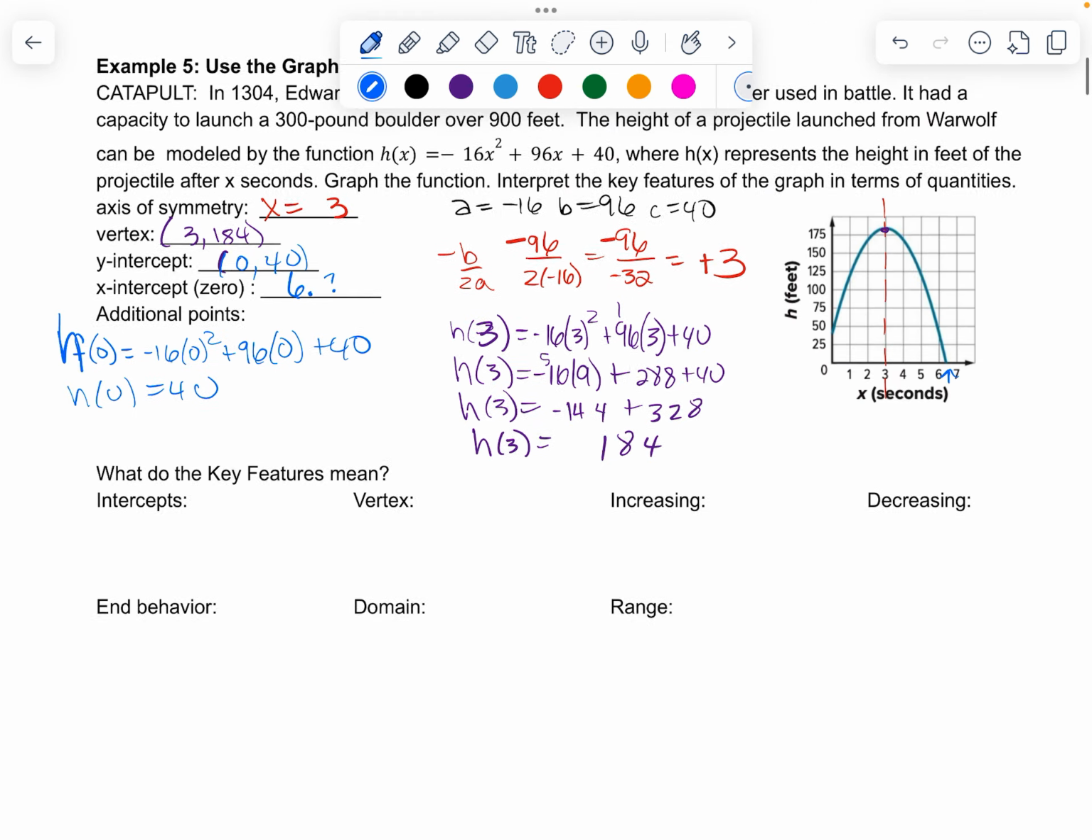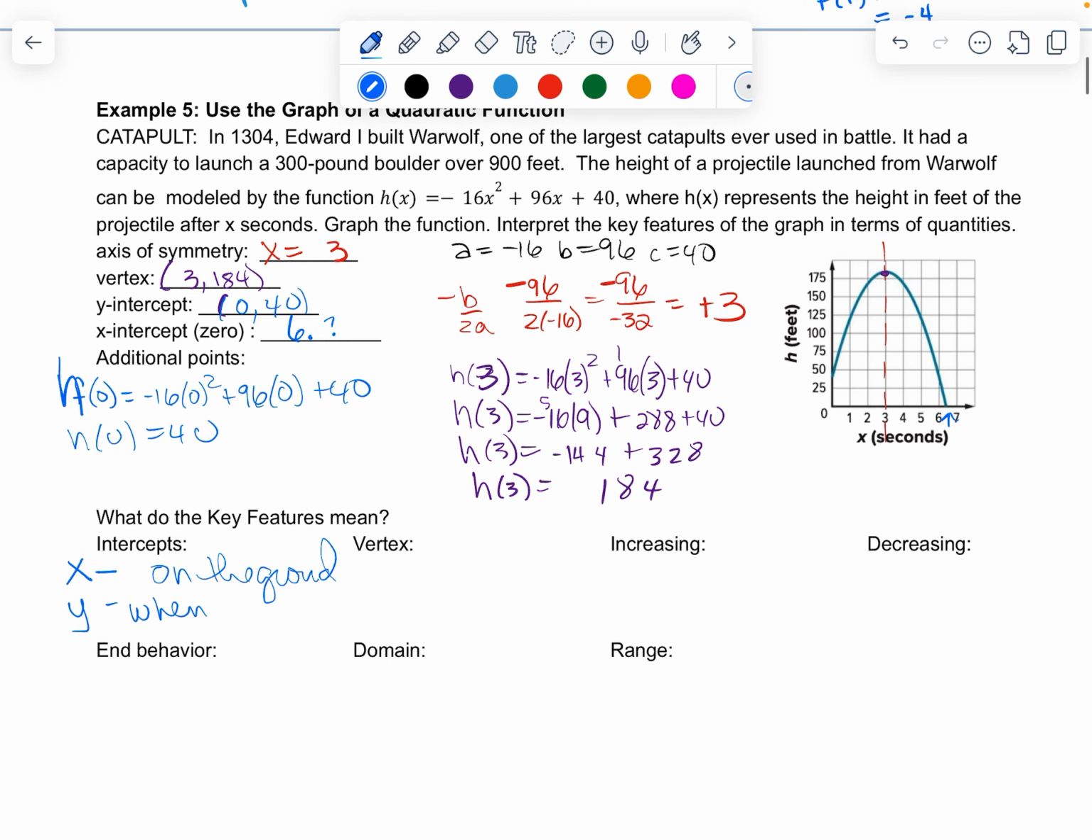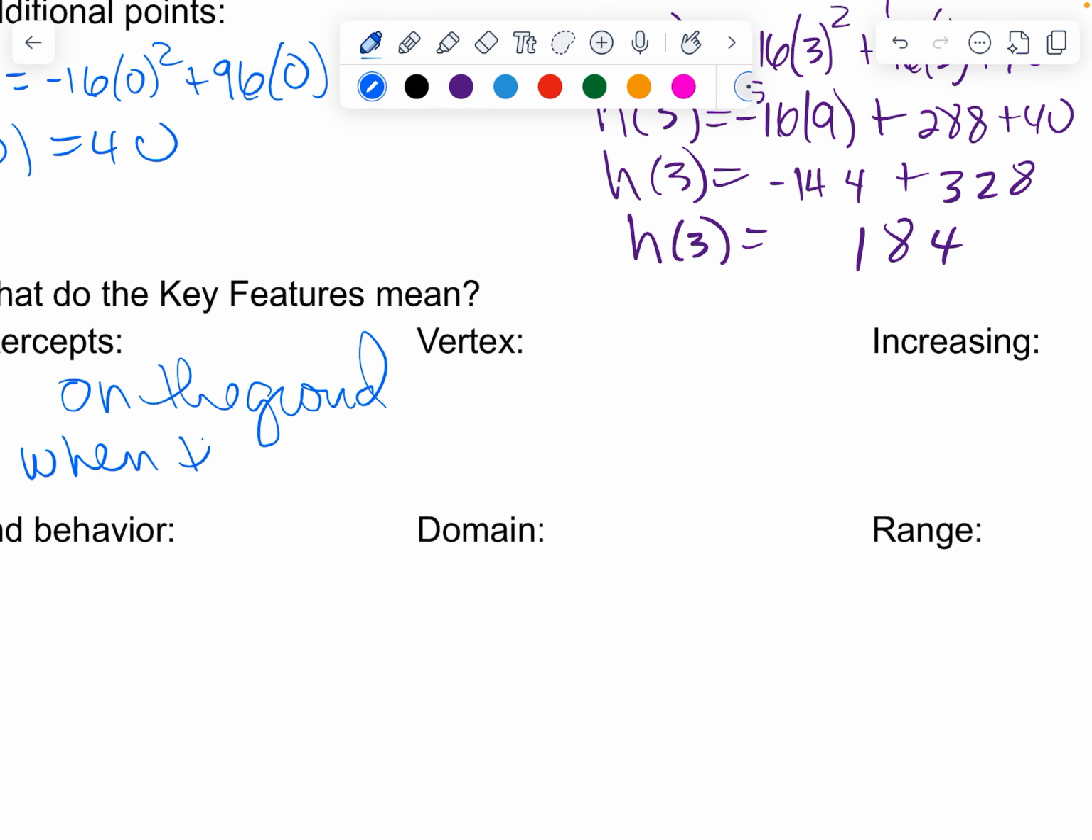Okay, what do they mean? Well, the intercepts. The x-intercept is where it's on the ground. The y-intercept is when launched. What are we launching? Boulder. When the boulder leaves the catapult.